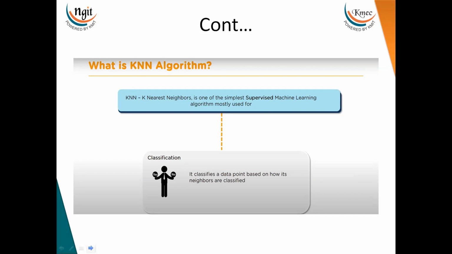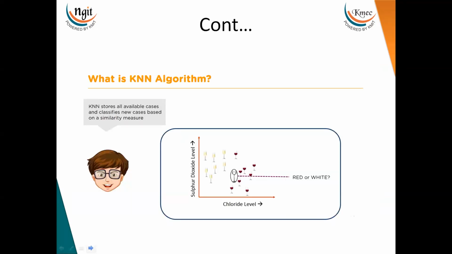And in most of the cases, KNN is used for classification purpose, where we will check the data points based on how its neighbors are classified. So the classification of new data points will depend on the classification of the nearest neighbor data points. Accordingly, the classification will be done. So we'll take another example and understand again in a better way how KNN works.